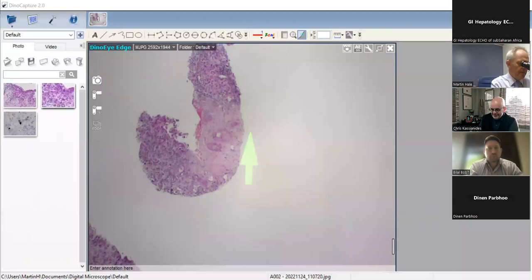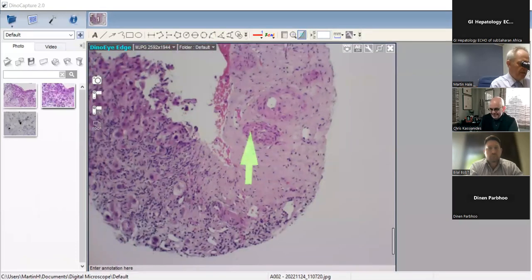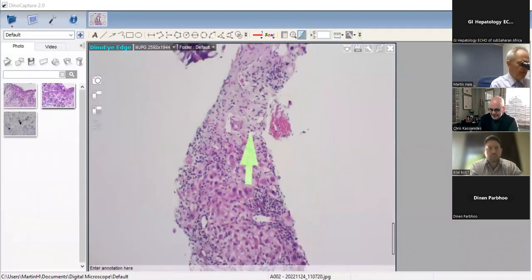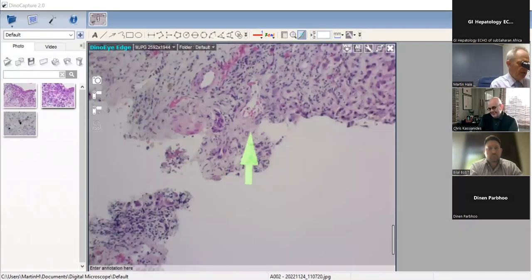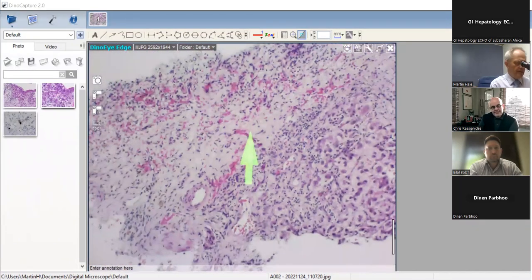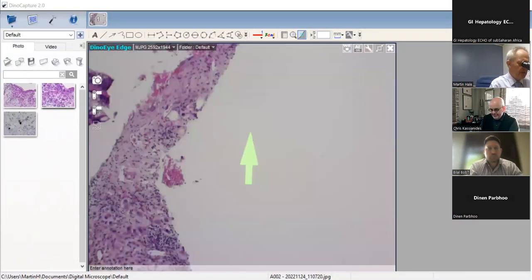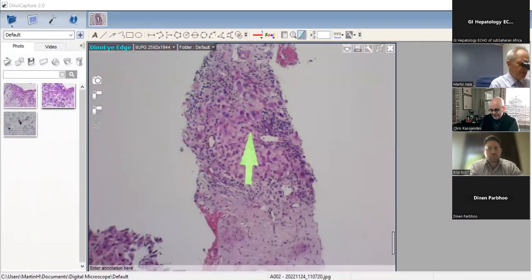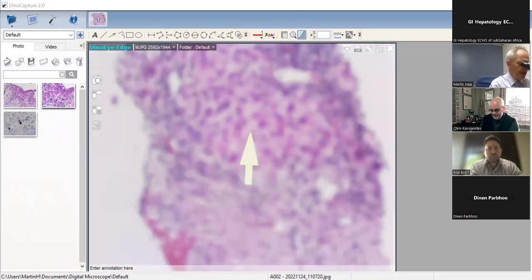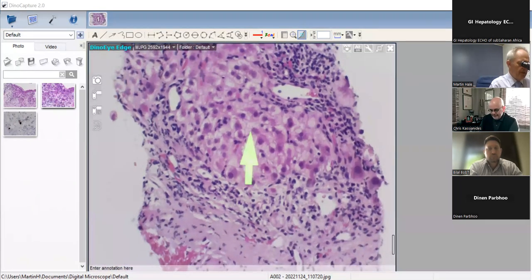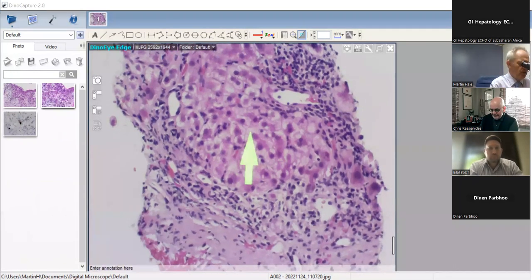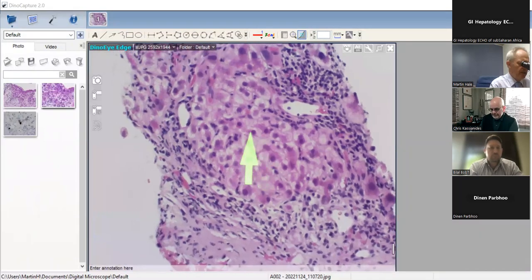If we look here, we can see another portal tract there, more hepatic tissue, another portal tract there, and so on, another portal tract there. Now, you wouldn't expect to see that in a hepatocellular carcinoma. The other thing that seems to be happening is we seem to have these nests of hepatocytes that are showing duplication. So this is twinning of hepatocytes.